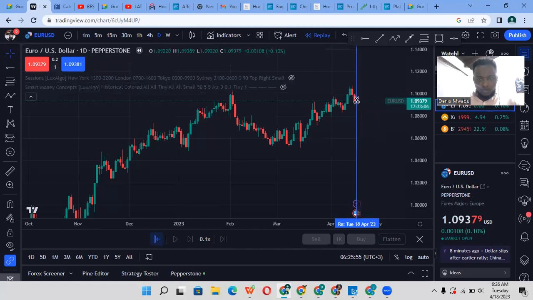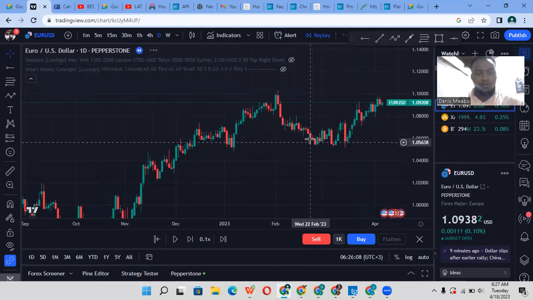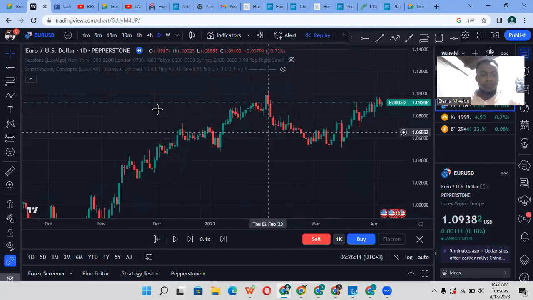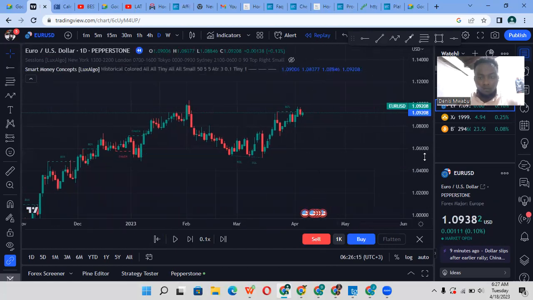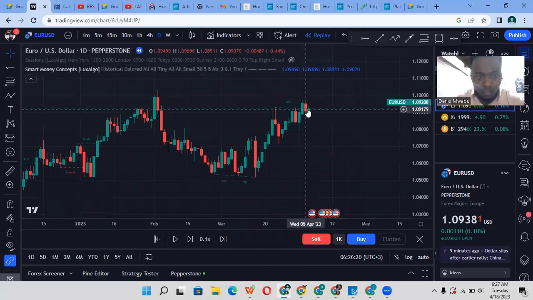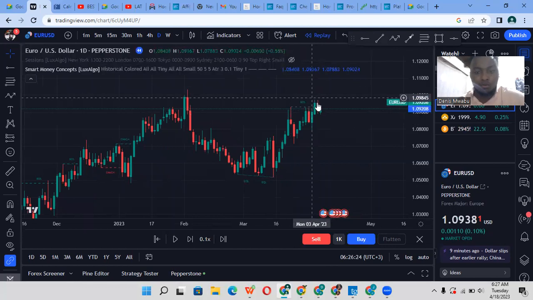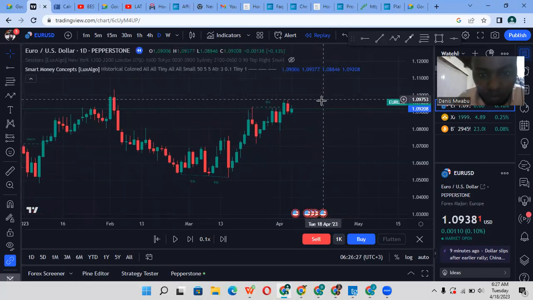Just 1, 2, 3, 4, 5, 6, 7. Maybe the past 7 days. So let's activate the smart money concept. So you can see where we are right now. We have a break of structure. So if you have a break of structure, most probably price is going to continue to go up, right?